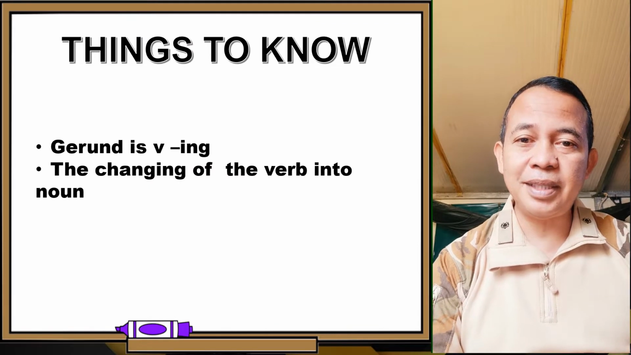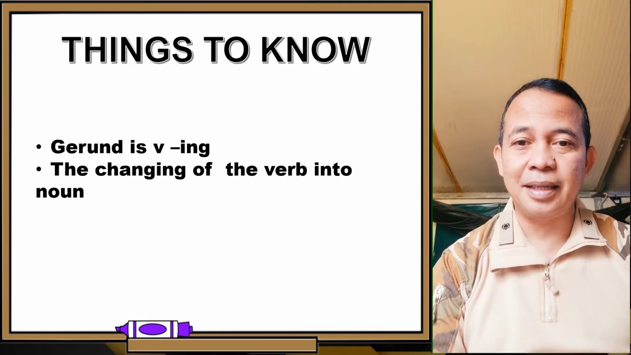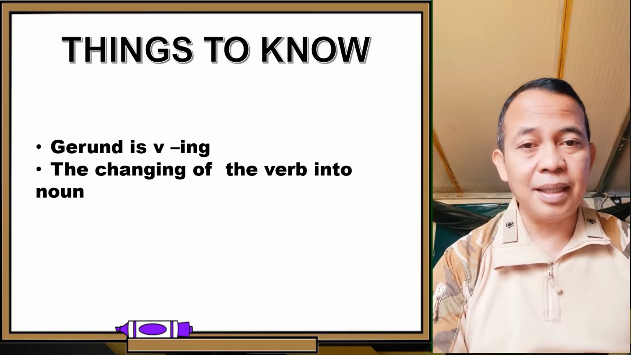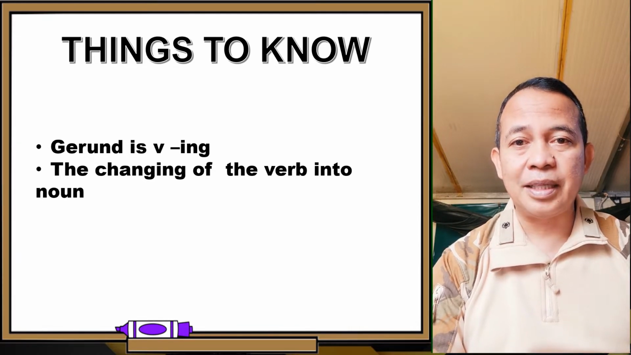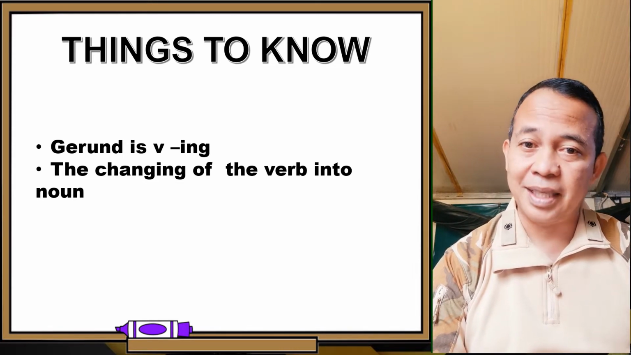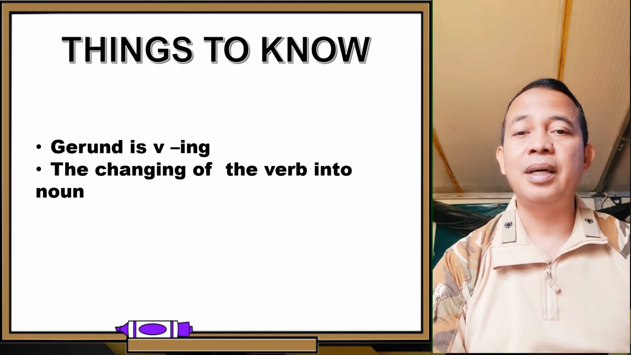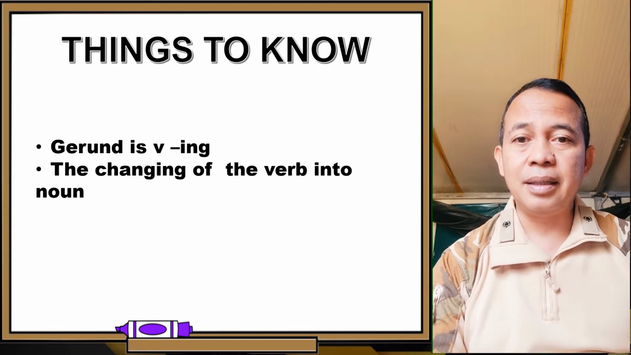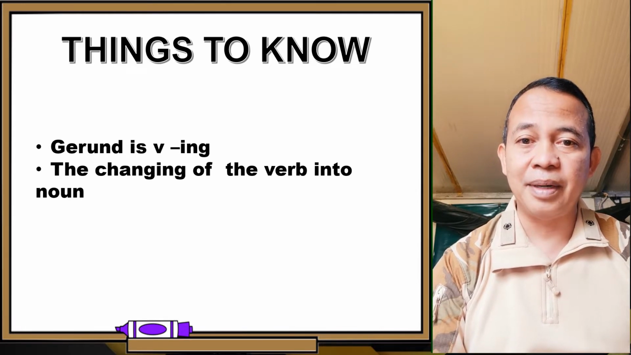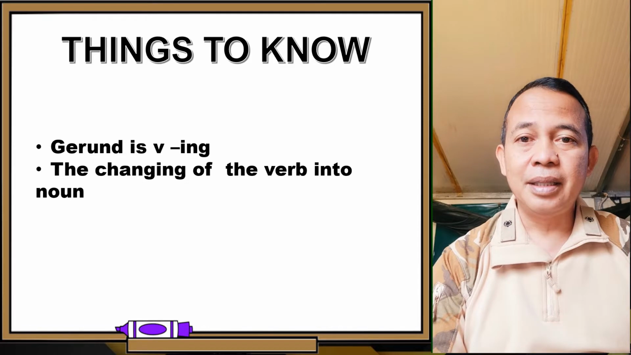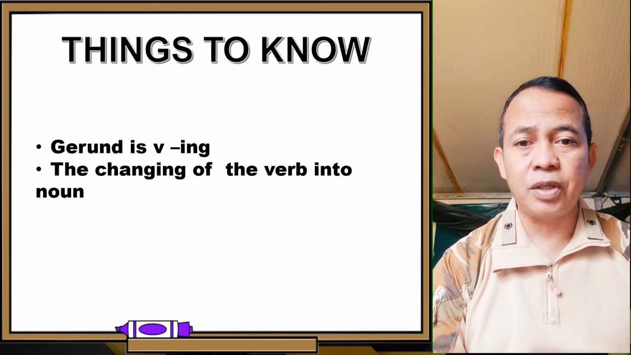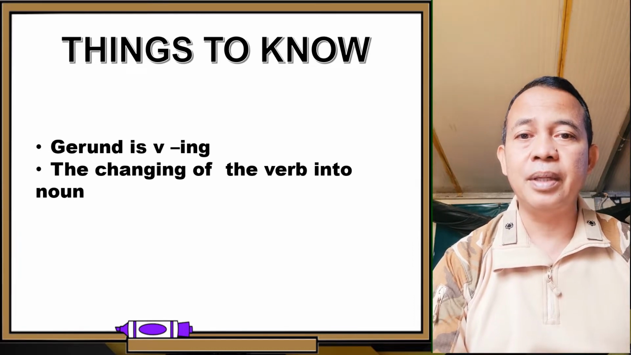The first thing we have to understand about gerund is that gerund means verb plus ing. But it doesn't mean that every word ending with an ing sound must be a gerund, right? Sometimes it can be another part of speech. In general, though, gerund means verb plus ing. The reason we add ing in a gerund is that we want to change the verb into a noun.